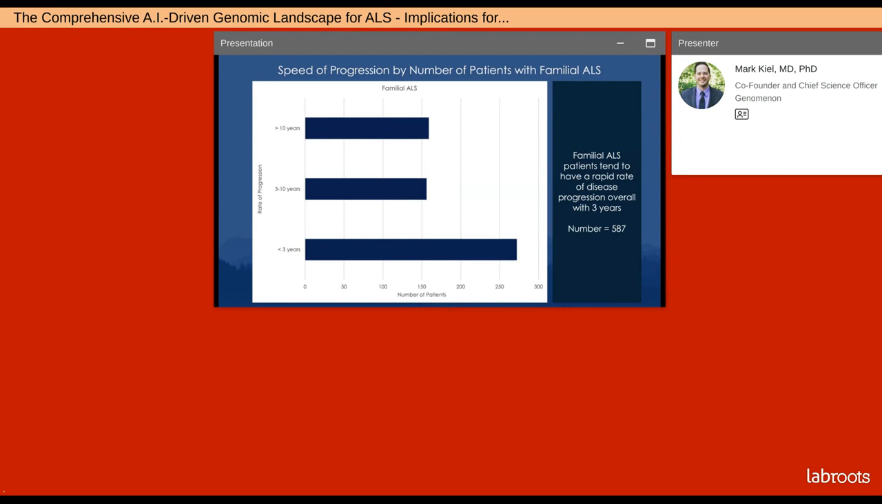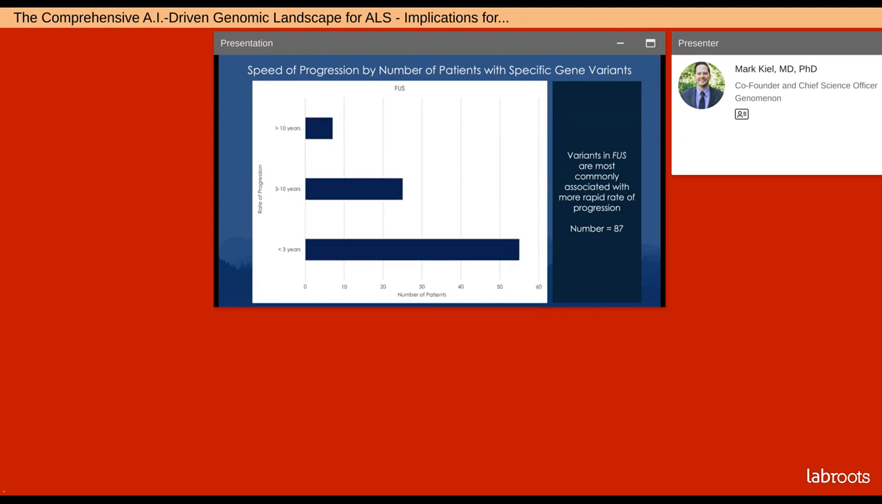And so what you see here is the distribution of speeds of progression for those patients, broken down into fast, moderate, and slow, demarcated by years 3 and 10 from initial onset to demise. And so SOD1, for whom we have 232 patients, is relatively similar to the overall distribution of rate of progression for patients at large with familial ALS.